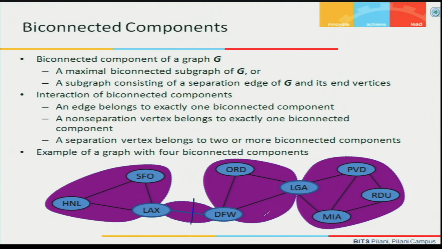These are basically the intersections. We also have a non-separation vertex, which belongs to exactly one biconnected component, and we also have a separation vertex, which belongs to 2 or more biconnected components. So, that is an example here. So, the biconnected components of a graph G are its maximal biconnected subgraphs.